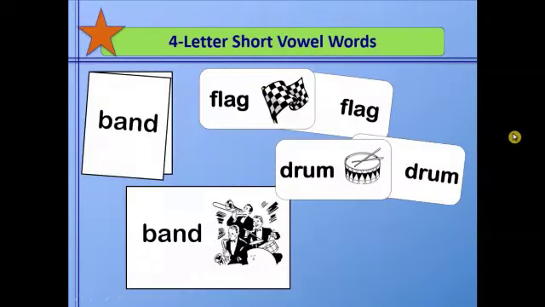Now, by this point, if children are decoding 3-letter words pretty well, I don't necessarily graduate them to 4 letters. I don't say, okay, you don't need to do 3 letters anymore. I want them to continue doing 3-letter words until they're really good at them. But I'm going to start to introduce 4-letter words so they can start teaching themselves how to work with 4 sounds. So these materials are great for that.